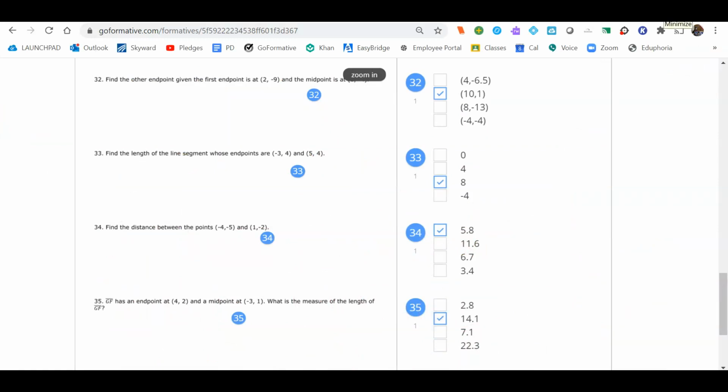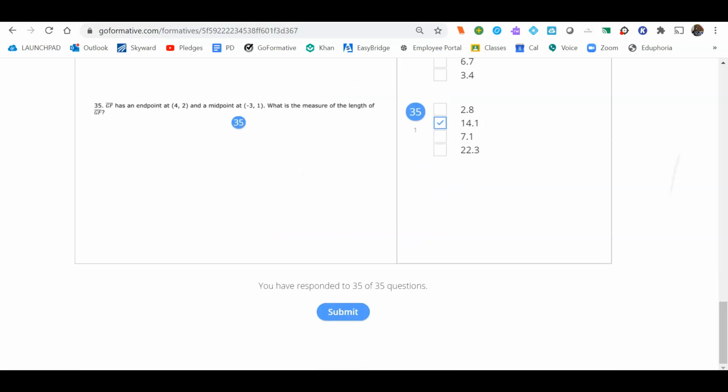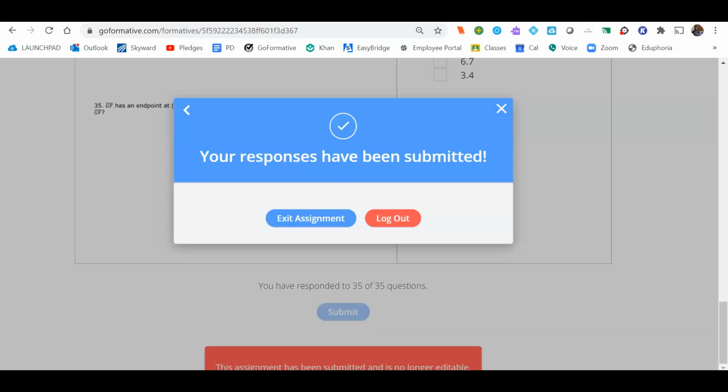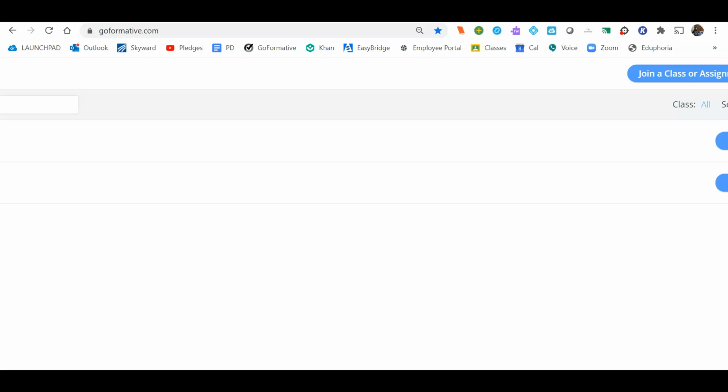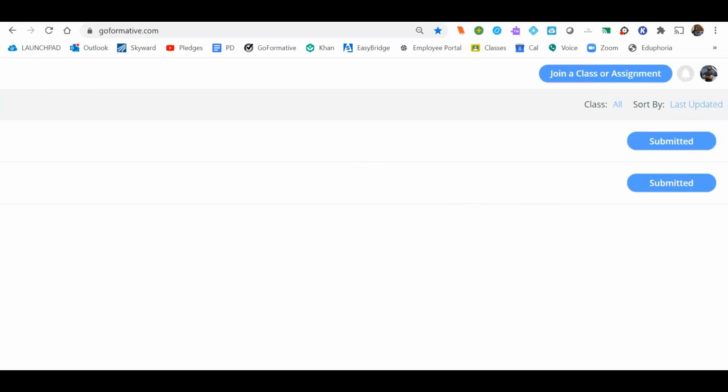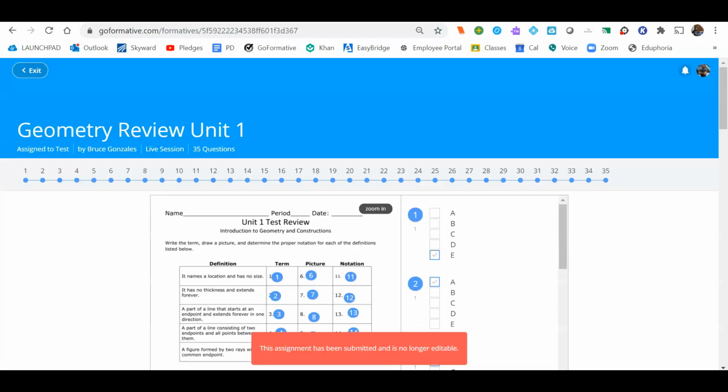Now, when you finish your GoFormative, responding to 35 of 35, and hopefully you've shown your work on your own piece of paper or digitally on some whiteboard, this is called Microsoft Whiteboard that you can use. Hit submit, and it should give you your grade. Then you can exit the assignment, and it'll hopefully let me know how I did right now. If it doesn't, then I'll have to look into that.